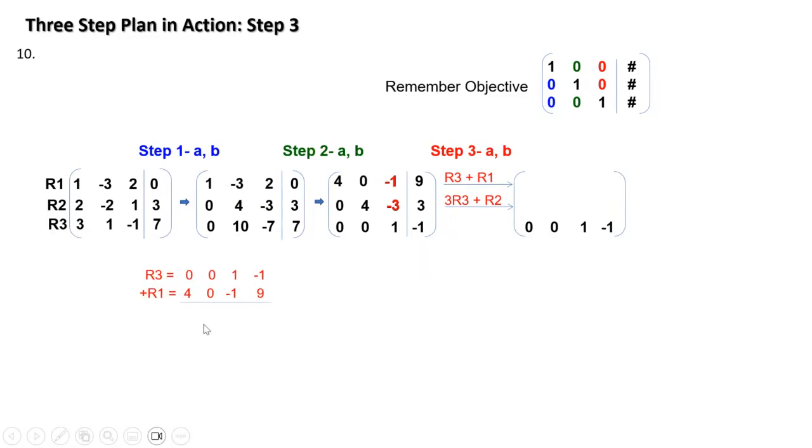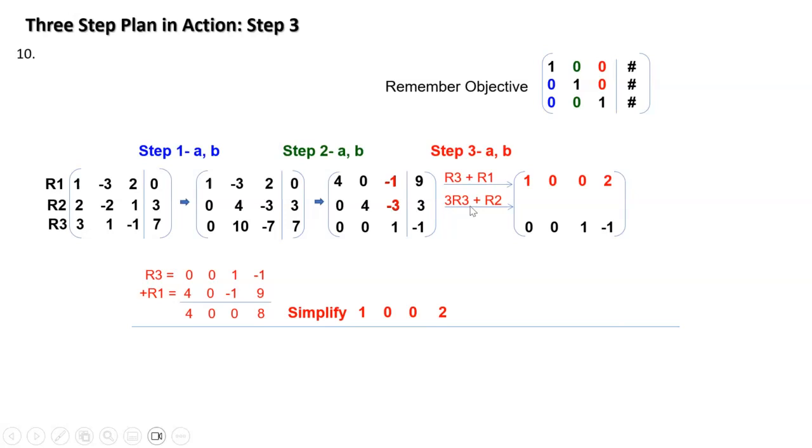And here's row 3 plus row 1 gives us 4, 0, 0, 8. Can we simplify? Yes, we can divide everything by 4. So it's going to give us 1, 0, 0, 2. That's my equation number 1.